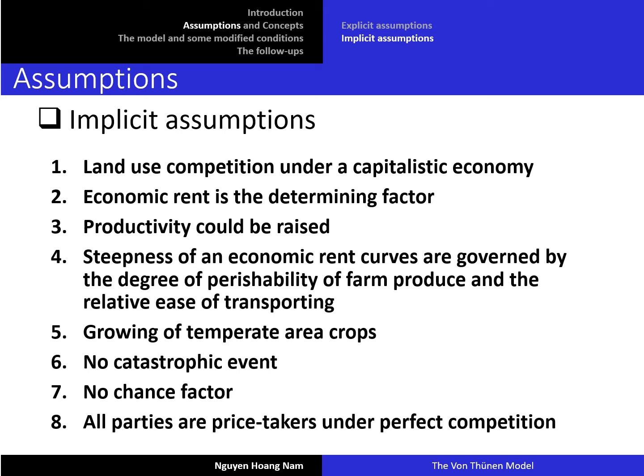The fifth is growing of temperate area crops. This is easy to understand. 6. No catastrophic event.